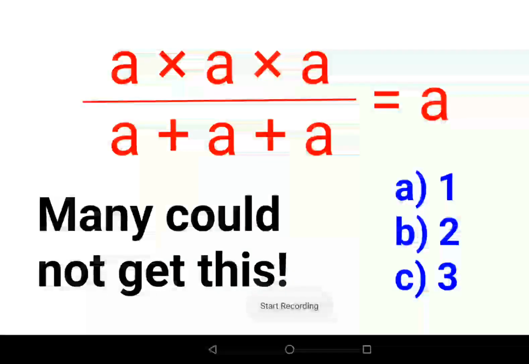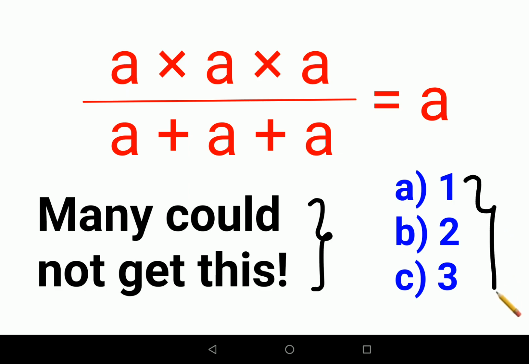Welcome everyone. So today we are going to understand how to solve this particular question. This is one thing which a lot of people got stuck on. Literally many could not solve this. So the question is: a into a divided by a plus a is equal to a. And obviously there are options, which are 1, 2 and 3.